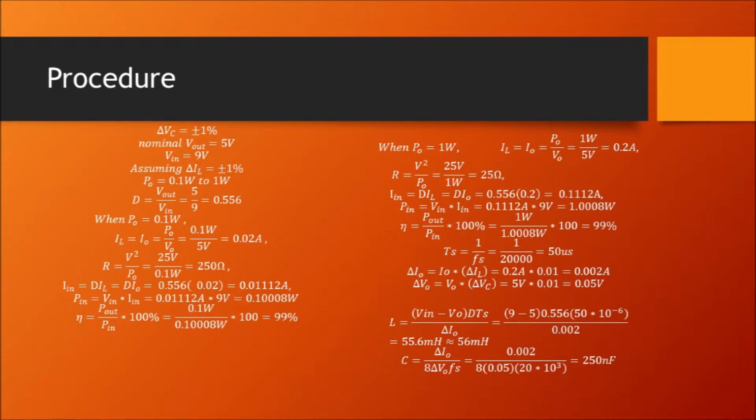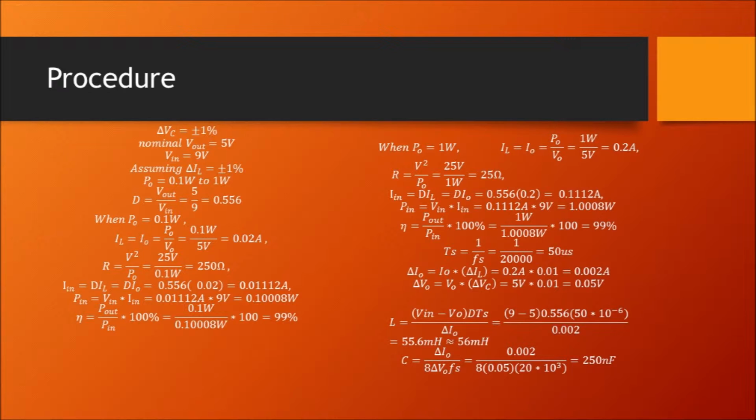From these variables, the input current, the input power, and the efficiency can all be calculated. With an efficiency of 99%, it's easy to see why a switching regulator is chosen for this application. For a power output of 1 watt, the procedure is identical.